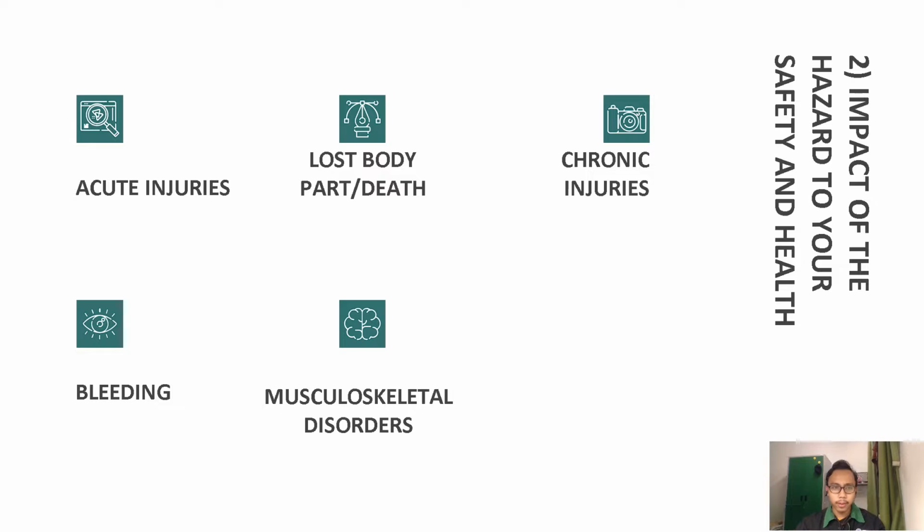I will explain point number 2, the impact of the hazard on your safety and health. Firstly, acute injuries. Acute injuries are usually the result of a single traumatic event, for example wrist fractures and ankle sprains. Second, loss of a body part and death.